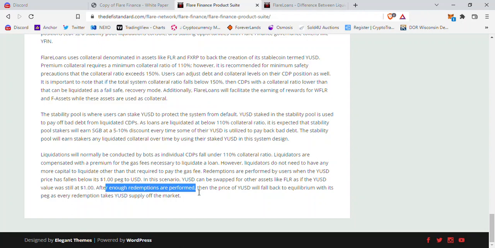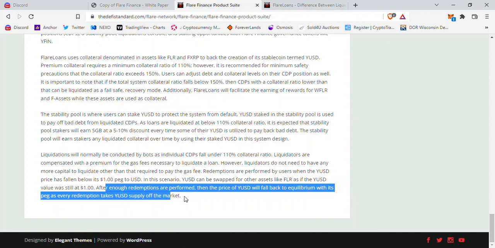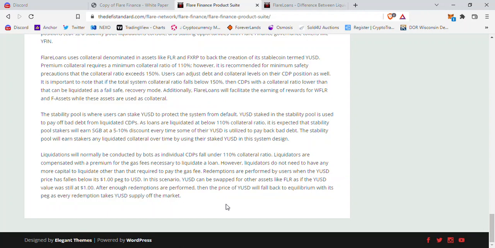So after enough redemptions are performed, the price of YUSD will fall back to equilibrium with its peg, that dollar, as every redemption takes YUSD supply off the market. So in this redemption tab, you're essentially burning YUSD or Canary Dollar, and that is the incentive of the redemption tab. If you go into system stats and you see that the price is lower than that dollar, let's say it's at 95 cents, you can go into that redemption tab and put as much Canary Dollar as you can into that to bring it back to the peg dollar. And the incentive of that is you earn the difference.